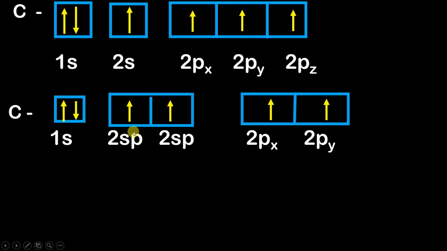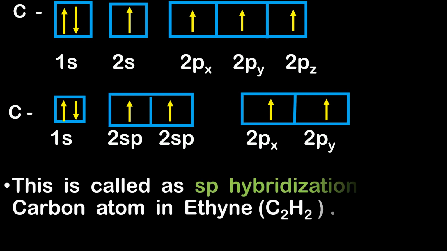Now this 2s and 2p are called the hybridized orbitals, and this 2px and 2py are called the unhybridized orbitals, because they have not gone through any change and they are still in their pure form. Clear with this? And guys, this is called sp hybridization of the carbon atom in ethene.